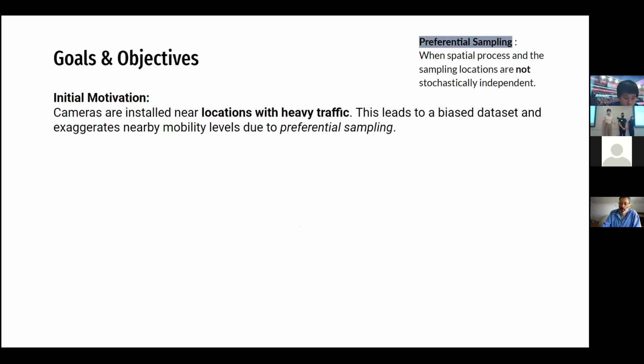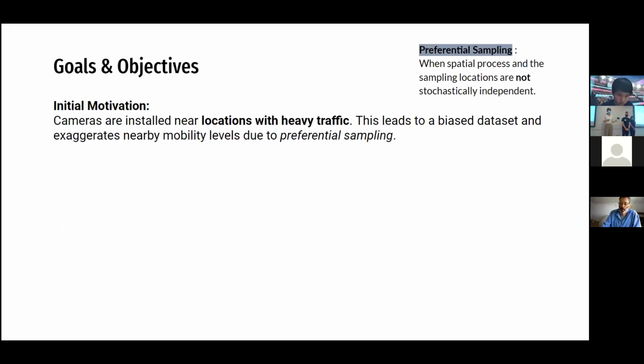So for this project, our initial motivation was based off the assumption that cameras are installed near locations with heavy traffic. So this may lead to a biased data set and exaggerate any nearby mobility levels due to so-called preferential sampling. However, after some research and discussion with domain experts, we later figured out that it was less of a concern in our scenario.